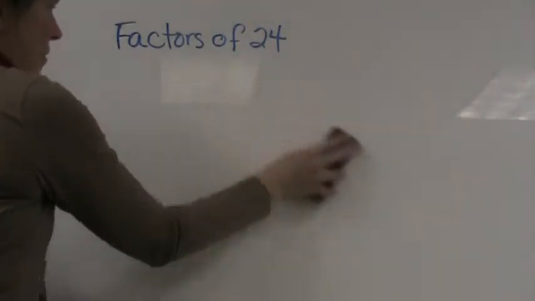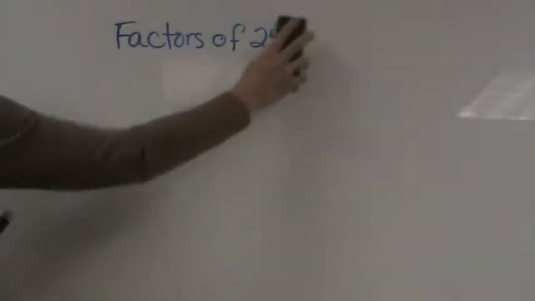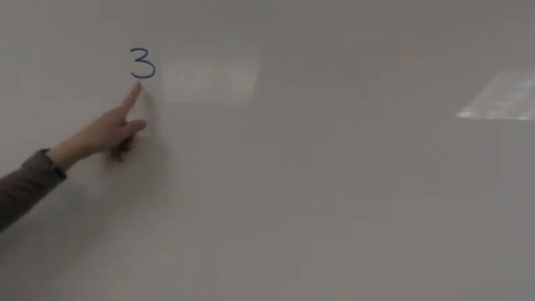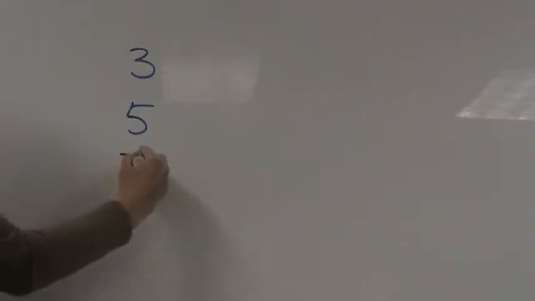Prime factorization gives us a way to factor a number so that the factors all are prime numbers, which means they are not divisible by anything other than 1 and themselves. So an example of a prime number would be 3. 3 is only divisible by itself and 1. Or 5 is a prime number. 7 is a prime number. 2 is a prime number.